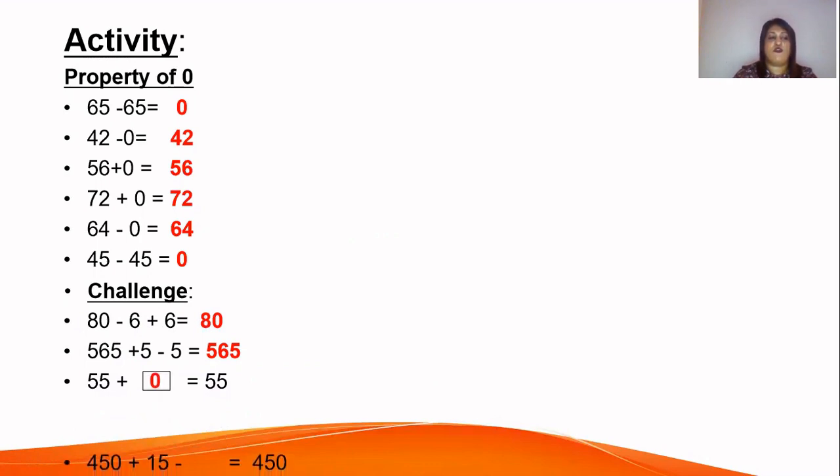Next one, 450 plus 15 minus a certain number will get me back to 415. So it's going to be like our first challenge summary. So 450 plus 15 will give me 465. 465 minus 15 will give me back 450. So my answer there was 15. Well done if you've got all right.